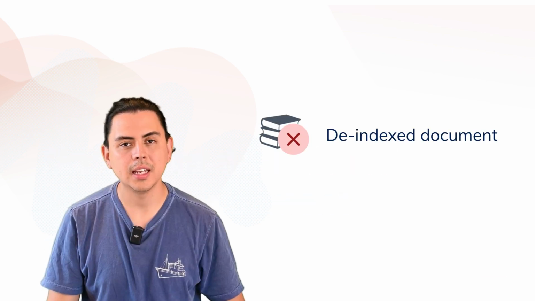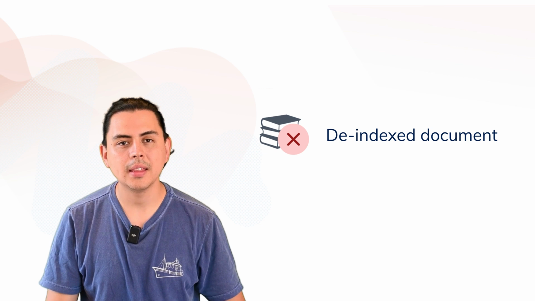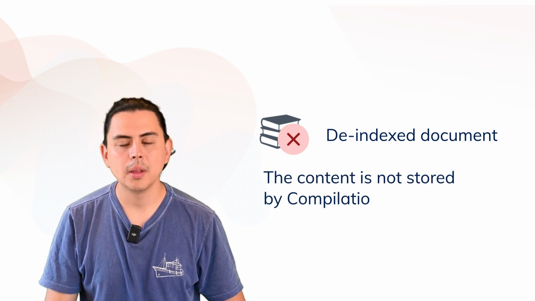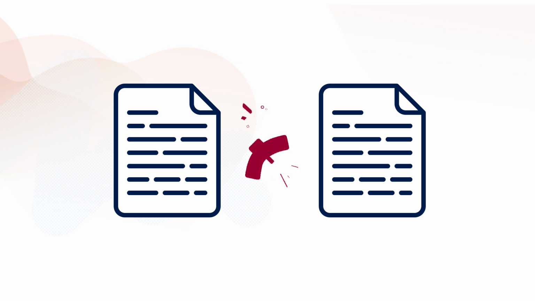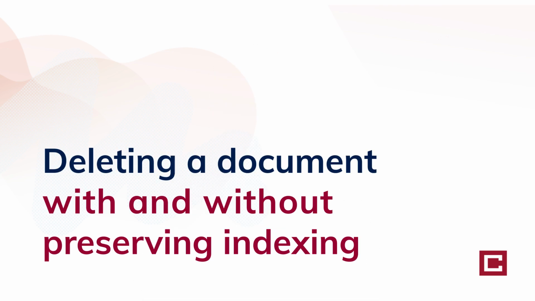When the document is deindexed with a red cross, its content is not stored by Compilatio. If a student submits the same document twice, similarity detection will not show a percentage of 100%. In the same way, a similarity between two student works from the same class or from previous classes will not be detected. Deleting a document with and without preserving indexing.